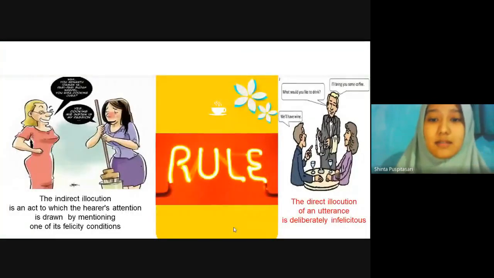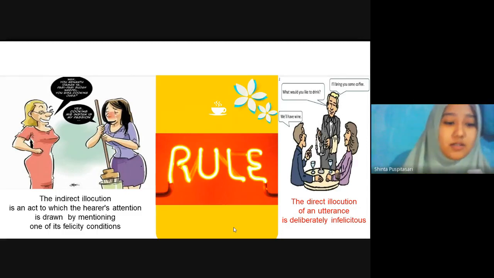This is the rule of direct and indirect illocution. The direct illocution is an act to which the hearer's attention is drawn by mentioning one of its felicity conditions.